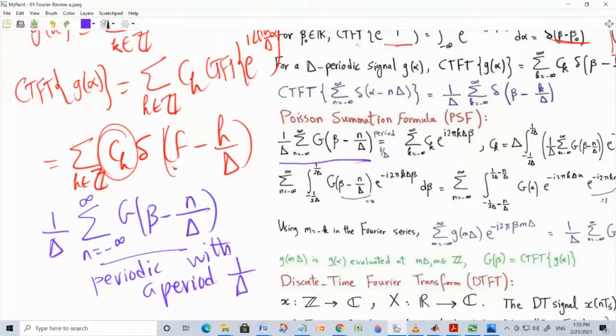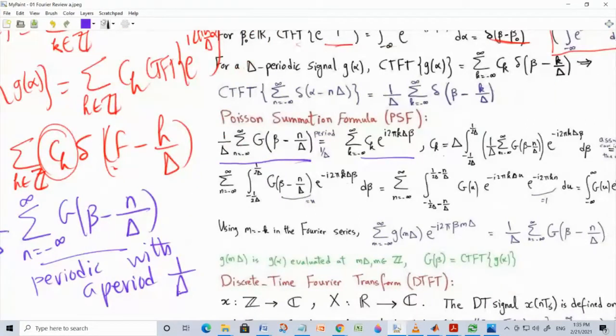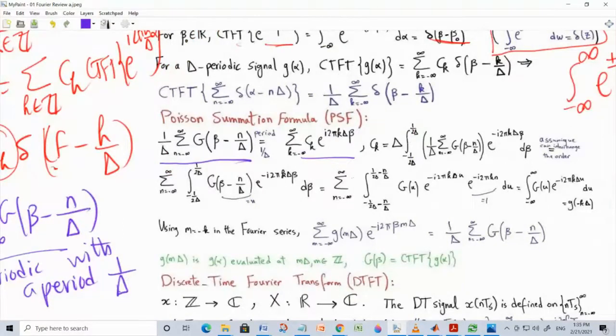So again, this function itself is called the periodization of big G, and because it's periodic, again, it's not for every periodic function that we can write a Fourier series, but assume that we can do so. So we can write a Fourier series, and we can compute the Fourier series coefficients. And if you compute the Fourier series coefficients, you can get a result in terms of basically the Fourier transform of big G.